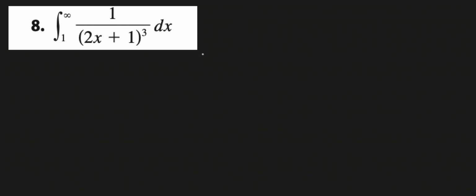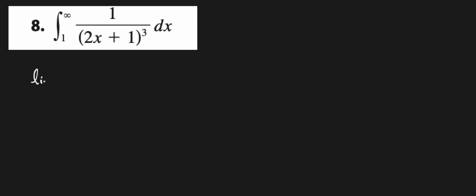Okay, here we have problem number 8. It's a similar problem. We have to just look at whether this improper integral is convergent or divergent, and if it's convergent, we have to find the number, the area. So let me rewrite this by using a limit.